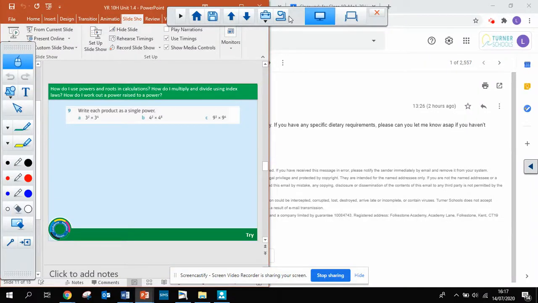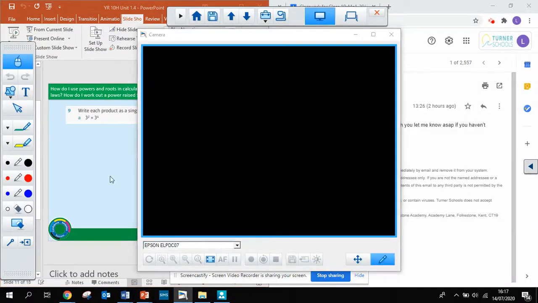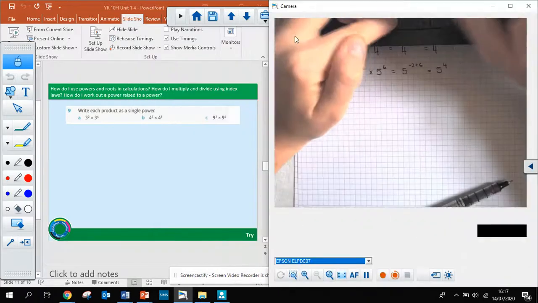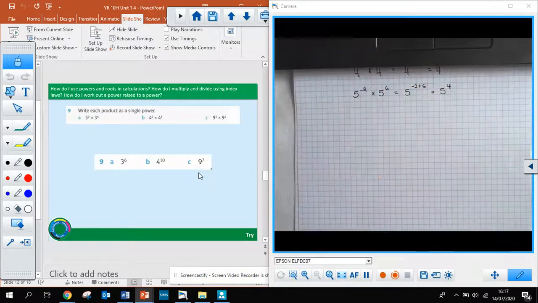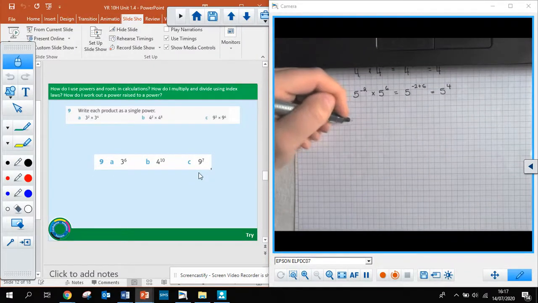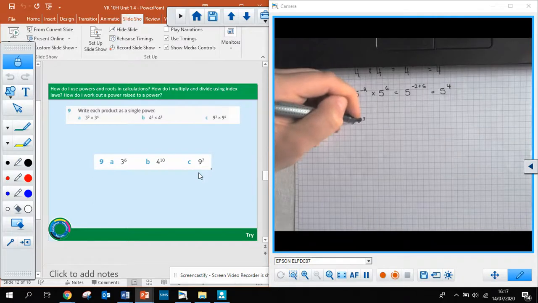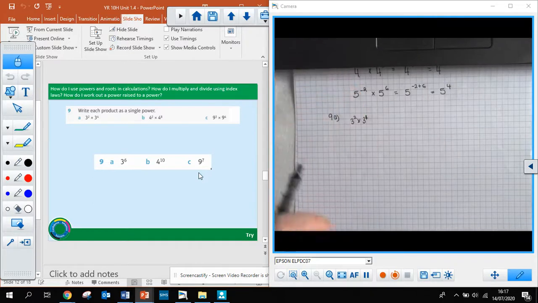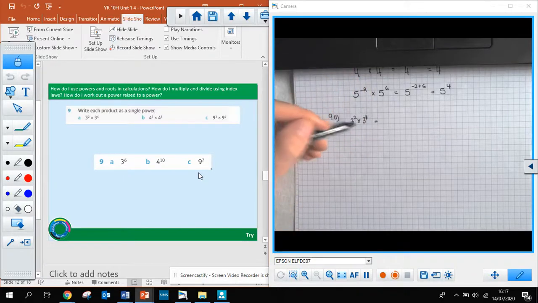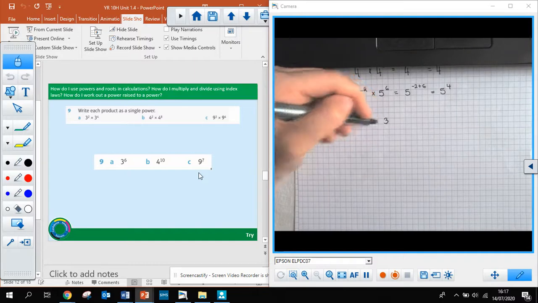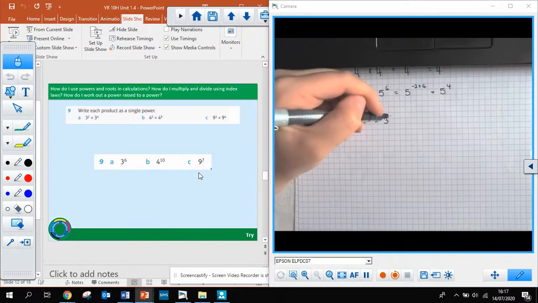Okay, so let's go through the solutions for that one. Hopefully that was nice and straightforward. Now you know the law, or the rule that you have to follow. So for 9a, 3 squared multiplied by 3 to the power of 4. When we're writing it as a product as a single power, they don't want you to work it out. They just want you to simplify. I add my indices because my integer is the same. So 3 to the power of 2 plus 4, which is 6.